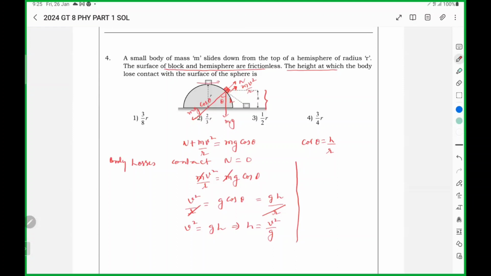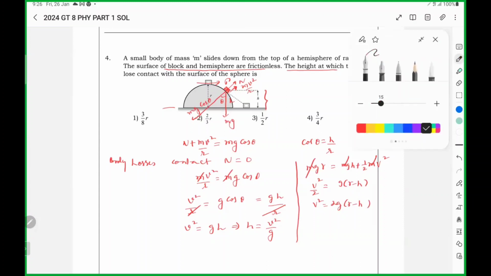So at this point, when the object is here, with respect to this as a reference line, it has potential energy. When it comes to this point P, it has potential energy plus kinetic energy of half mv square. m everywhere gets cancelled out. v square by 2 is g times (r minus h). v square is 2g into (r minus h).